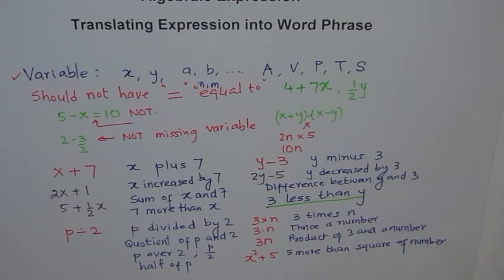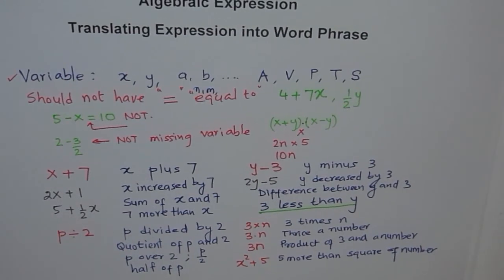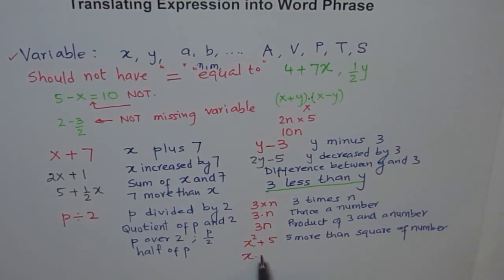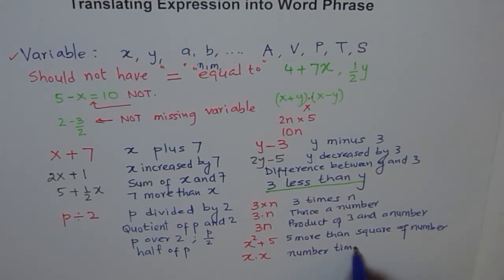Okay? Now it is interesting how to get square, right? I'll give you one more example. Square is like x times x, right? So number multiplied by itself. Do you see that? Let the number be x. It's a number times itself. Number times itself gives us x square, correct? Product of number by itself. We can say the same thing here, right? Product of number by itself or square of a number. Those mean the same thing, correct?